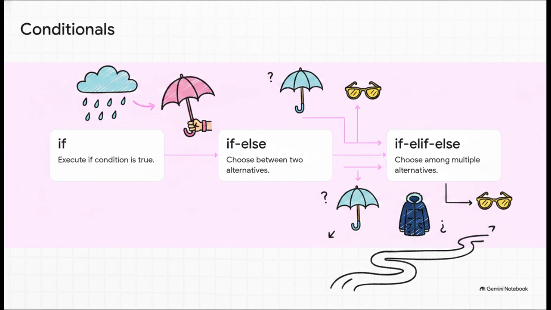But what if you want a backup plan? That is Step 2, if else. This lets you choose between two distinct alternatives. If it's raining, take an umbrella, else take your sunglasses. You're guaranteeing one of those two things is going to happen.